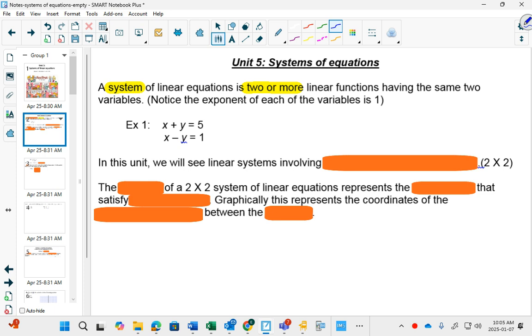Let's use some guessing and checking. Can you figure out what x and what y would make both of those work? Can you guess and check and figure out an x and y that would make both of those work? 3 and 2. So if x is 3 and y is 2, does it work? Does 3 plus 2 equal 5? Yes. Does 3 minus 2 equal 1? Yes. Didn't take us too long to guess and check because the numbers were fairly nice.